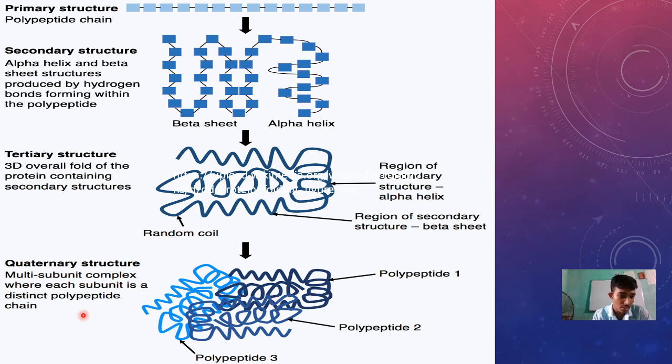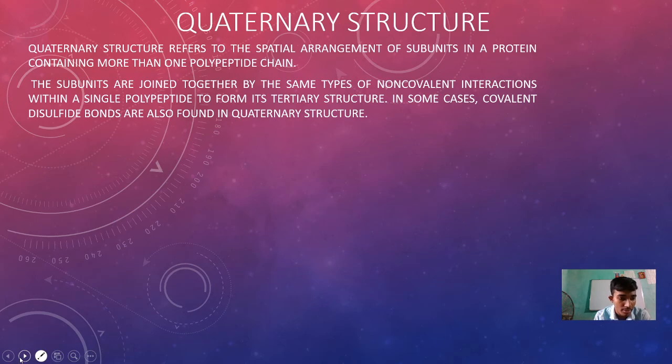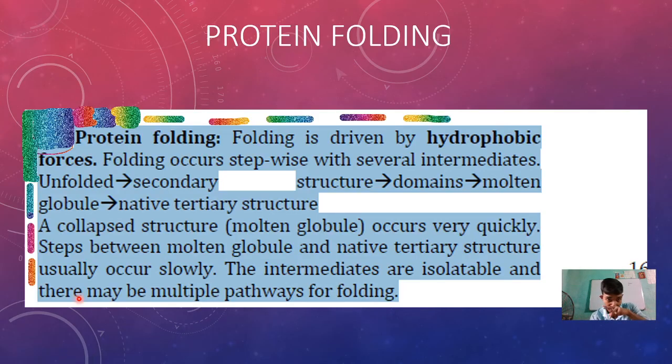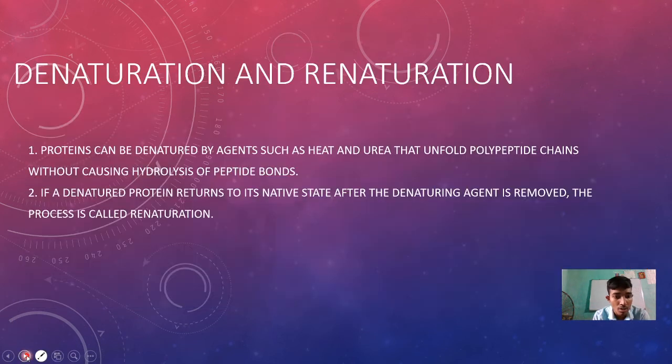So that was some information about the quaternary structure. You can note down from this, and let's move to protein folding, which we read before. Here you can see denaturation and renaturation. Denaturation means the protein can be denatured by agents such as heat and urea, which unfold the polypeptide chain without causing hydrolysis. So let's see this denaturation.